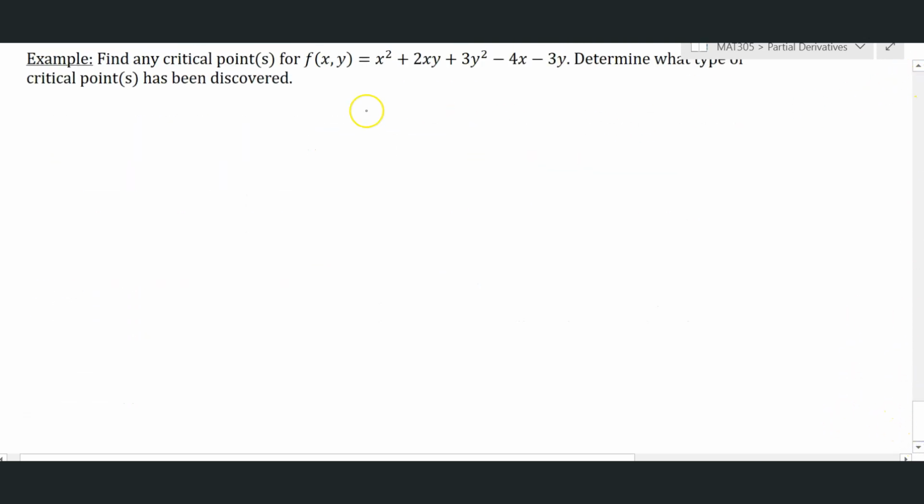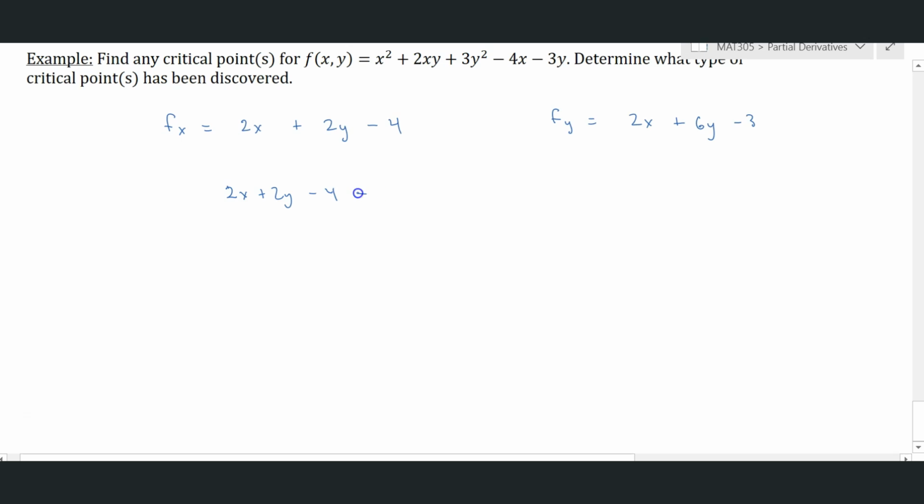All right, let's run the d-test. So first thing we need to do is find any critical points of this. So let's get our first partials. That will be 2x plus 2y, derivative of 3y squared will be 0, derivative of minus 4x will be minus 4, and derivative of minus 3y will be 0. Okay, f sub y will be 0 for the first term, 2x for the second term, 6y for the third term, minus 0, minus 3.